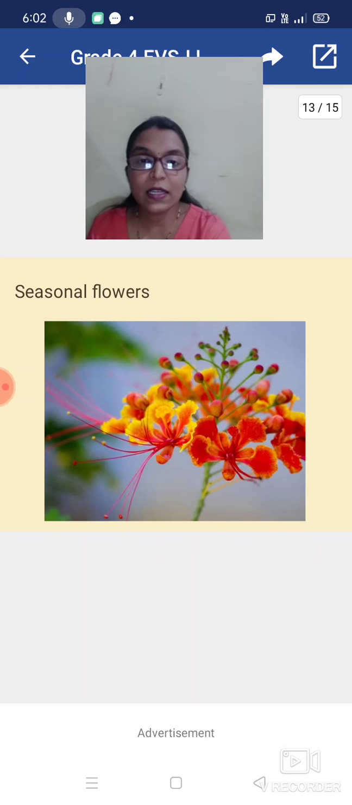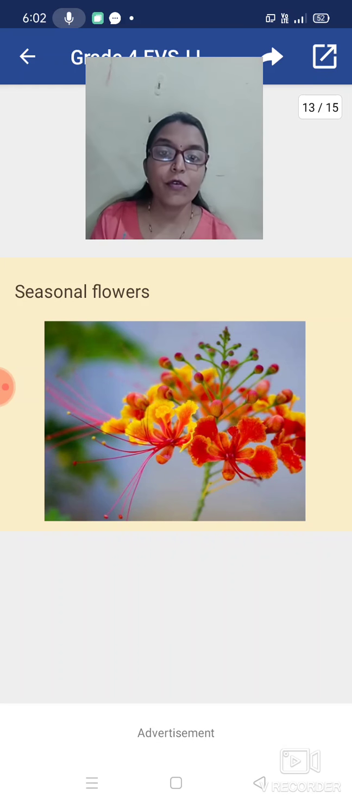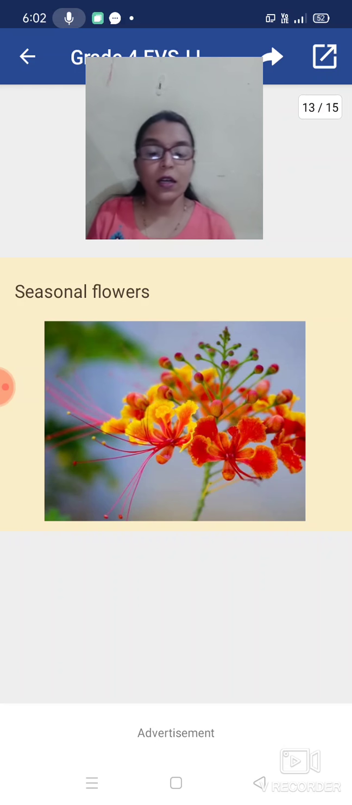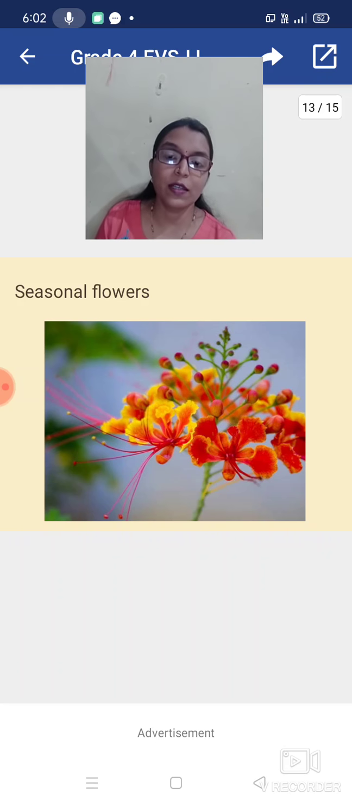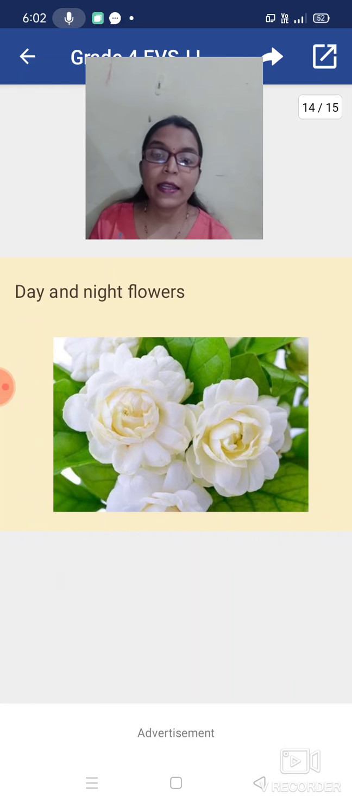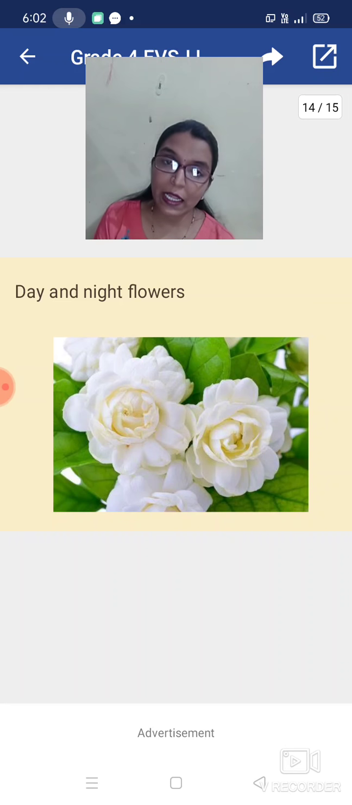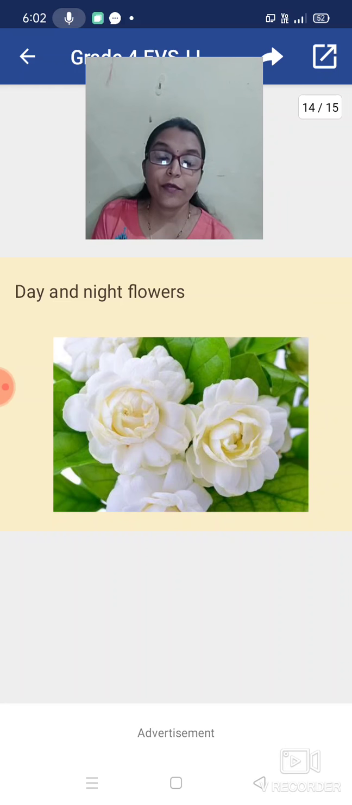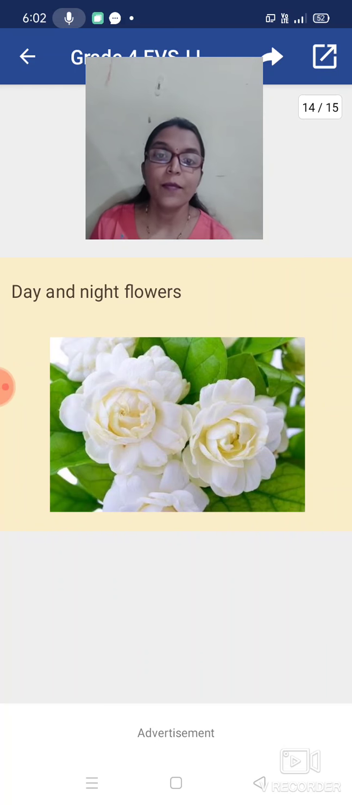Let us see seasonal flowers. It is the picture of gulmohar. It blooms in the summer season. And among day and night flowers, there are many flowers which bloom at night, and mostly those flowers are white in color and have a very nice fragrance. So in this lesson we have studied about roots and flowers.